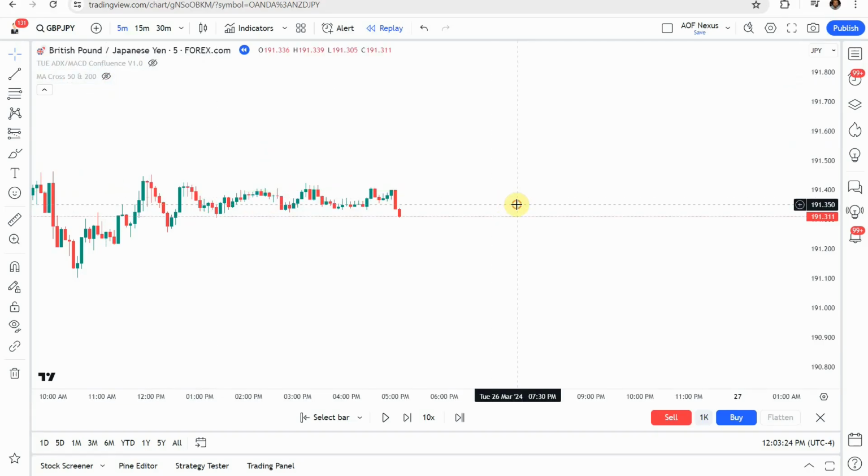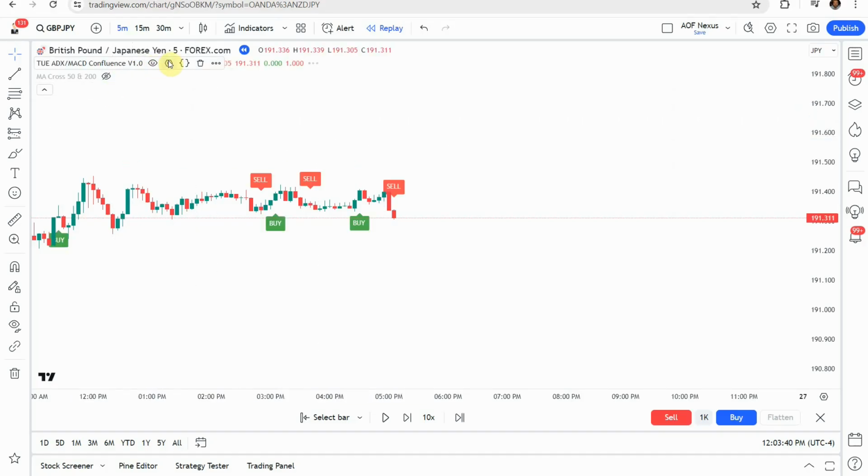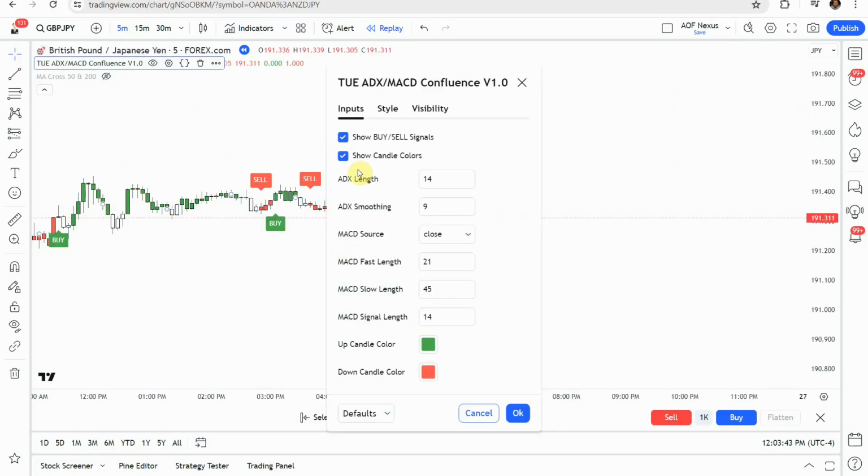We'll go ahead and turn off these two indicators here. So the first indicator we will add to the screen is going to be the TUE ADX MACD. It's going to be this one right here. Go ahead and click that and add it to the screen, and we'll jump into the settings of this. And so under the settings, under the smoothing, you're going to change that to 9. Under the fast MACD length, you're going to change that to 21. Under the MACD slow length, you're going to change that to 45. And under the signal length, the MACD signal length, you're going to change that to 14.